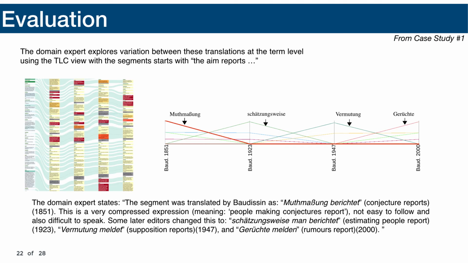The domain expert states the segment was translated by Gaussian as conjecture reports, 1851. This is a very compressed expression, meaning people making conjectures report. Not easy to follow and also difficult to speak. Some later editors changed this to estimating people report, 1923. Supposition reports, 1947. Rumors report, 2000. The TLC view shows this clearly when examining the summits of the translation's dimensions.